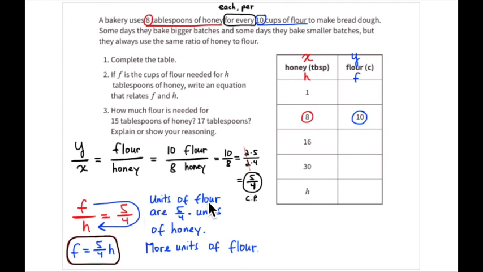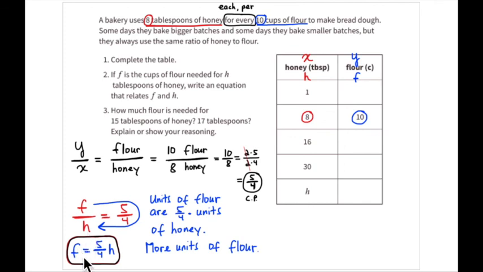So the units of flour are 5/4 the units of honey. 5/4 is a number greater than 1, so that means that the units of flour is going to be greater than the units of honey by 1/4 the amount of honey. So there's going to be more units of flour. And so this tells you that the equation then, and let's go over this one more time, the amount of flour is 5/4 the amount of honey.